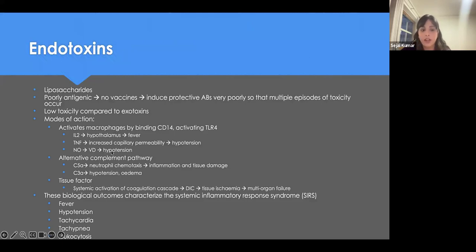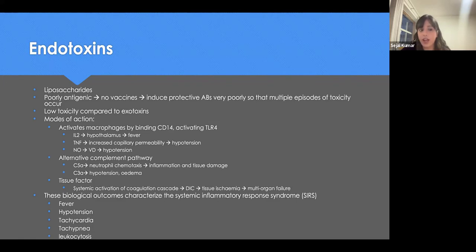So they can do three different things ultimately. Activate macrophages by binding to CD14, activating TLR4. This leads to the release of cytokines such as IL-1, TNF, and then also the release of nitric oxide. So IL-1 can act on the hypothalamus to induce fever. TNF can increase capillary permeability, leading to hypotension. And then nitric oxide causes vasodilation, as you know, leading to hypotension as well.